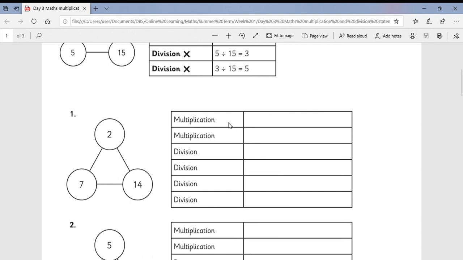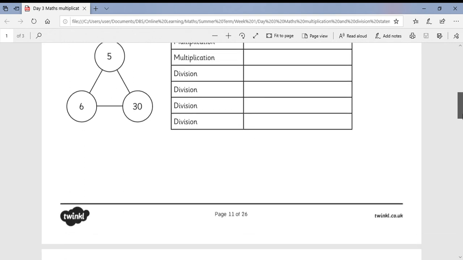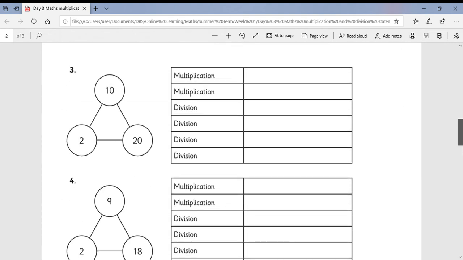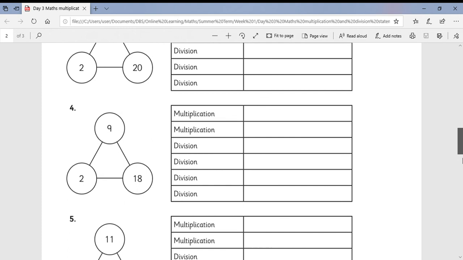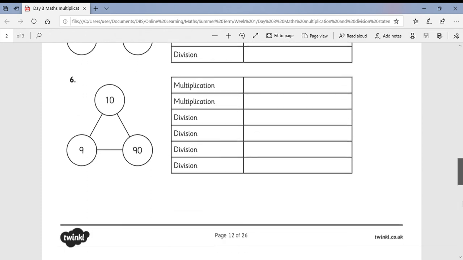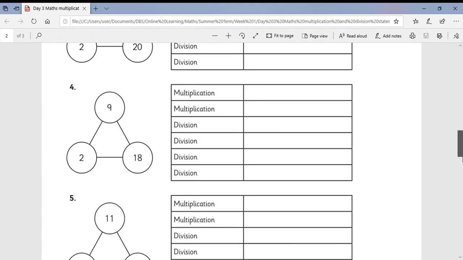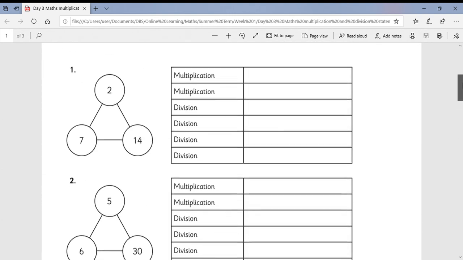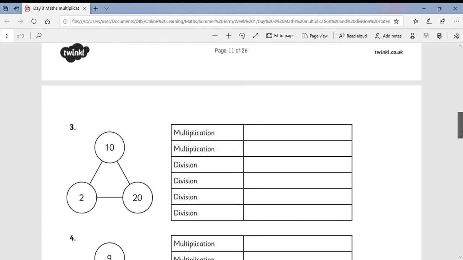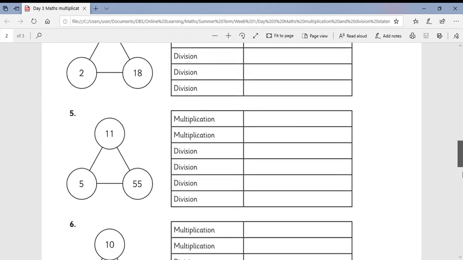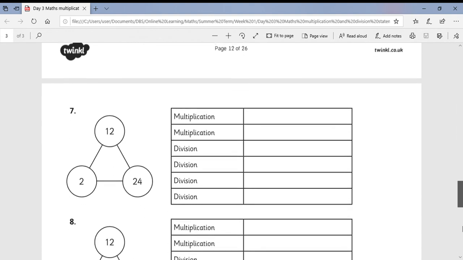And don't forget to go back and tick your correct multiplication statements and put a cross next to your wrong division statements. Do the same for number 1 and number 2, and on the next page we've got 3, 4, 5 and 6. Oh, and there is a 7 and an 8. I'd like everyone to do at least numbers 1 up to number 5, and if you're feeling super confident you can go all the way to number 8.